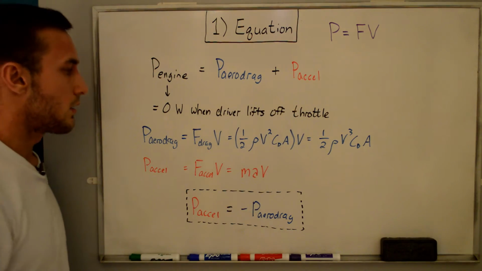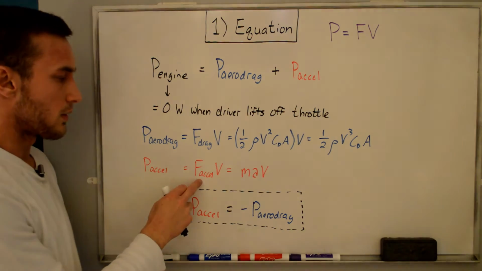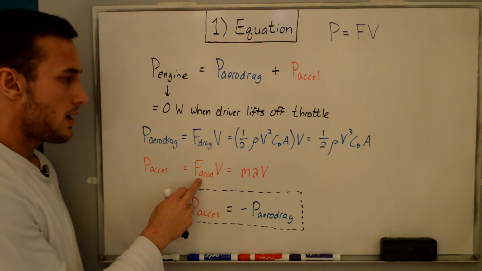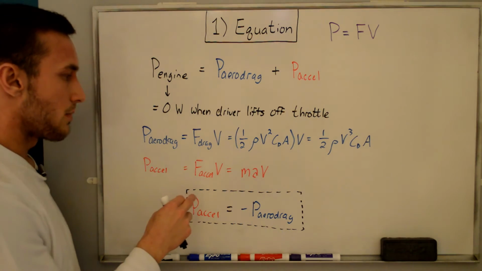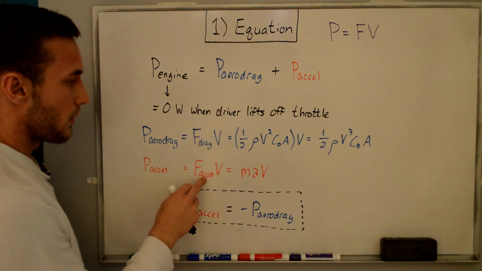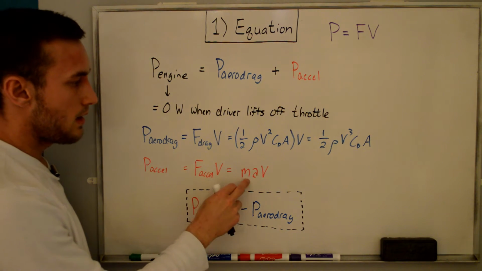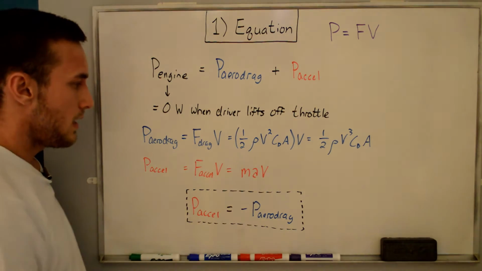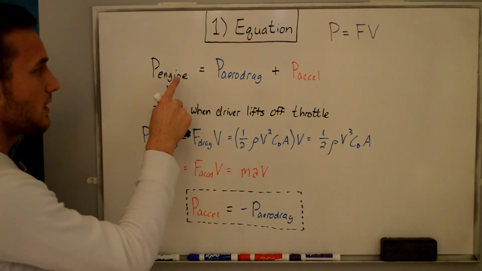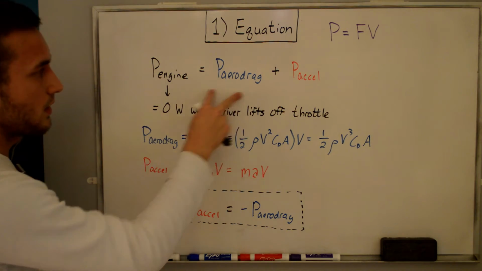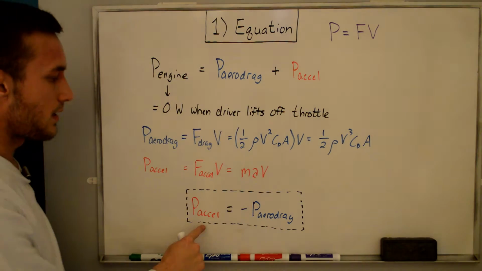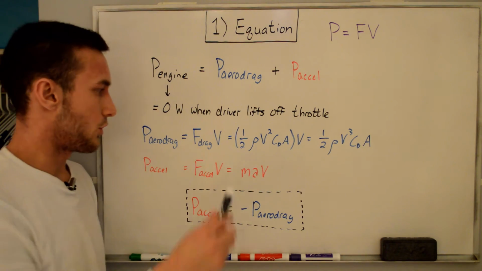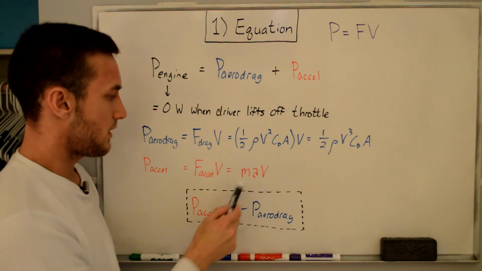The power acceleration here we can rewrite as the force from acceleration times the velocity. This is the well-known F equals ma, assuming that we don't have a changing mass with time. So we can substitute in ma here, and we have P acceleration equal to m a v. Taking the first equation, setting it equal to 0, and subtracting this from both sides, we end up getting that P acceleration is equal to negative P aero drag. So the next step is just to substitute in this and this into this equation.